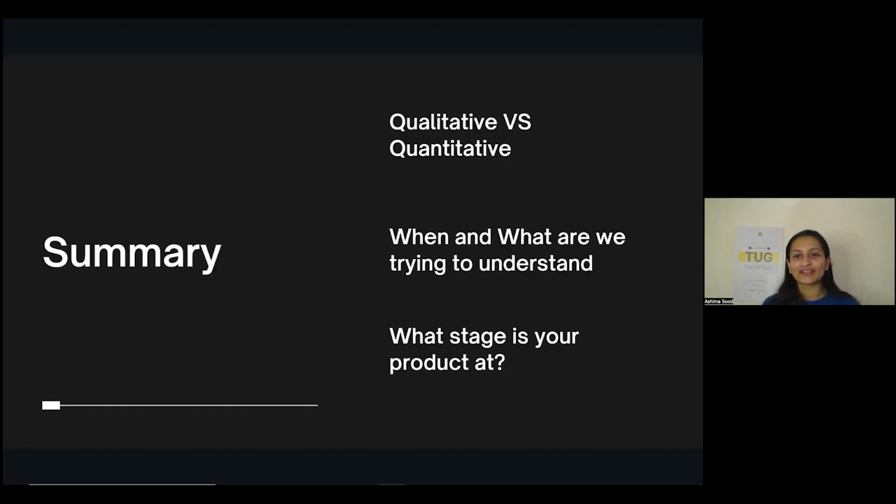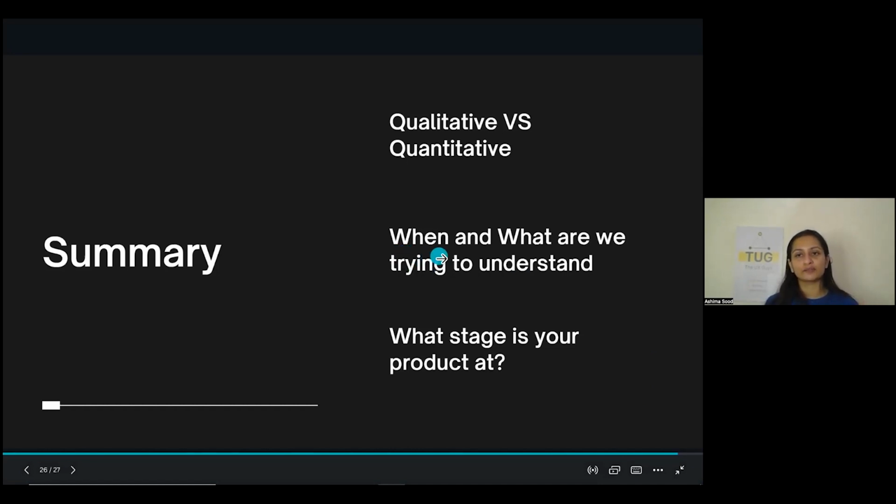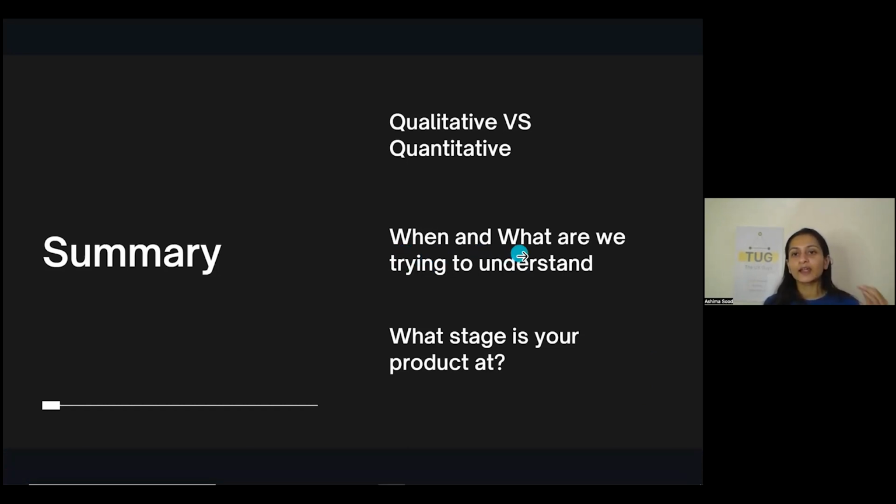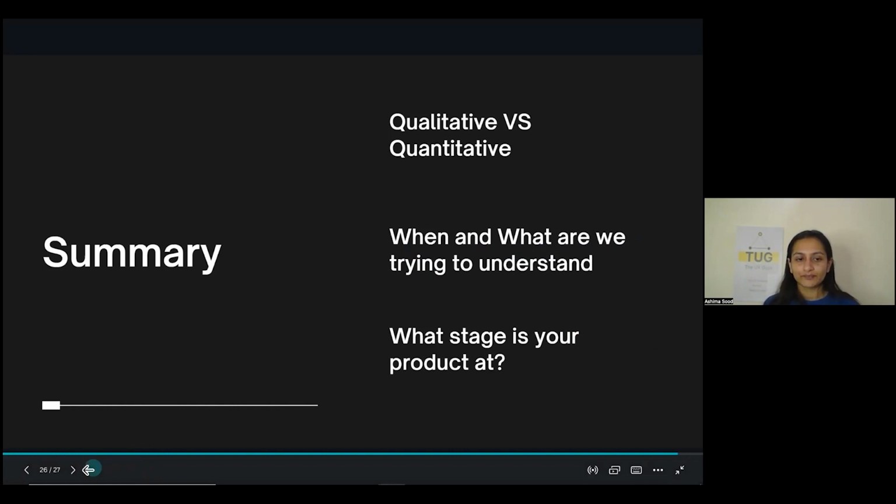So here's the summary, right? We talked about qualitative versus quantitative. Of course, we talked about the 10 methods earlier, but like I said, that's something that you can get really anywhere. Then we talked about when and what are we trying to understand, right? So when is the stage of your design process? Where is your product at? And what are we trying to understand as researchers? As researchers, what are we trying to understand from our user, right? And then, of course, what stage is your product at is the last thing that you want to talk about.